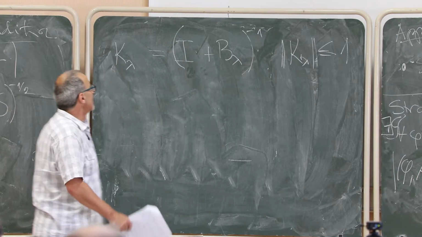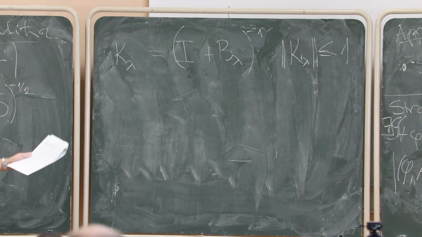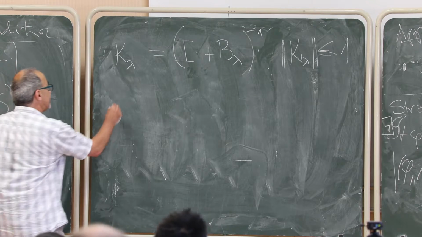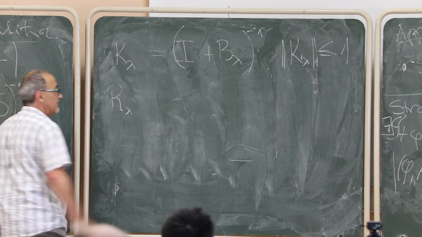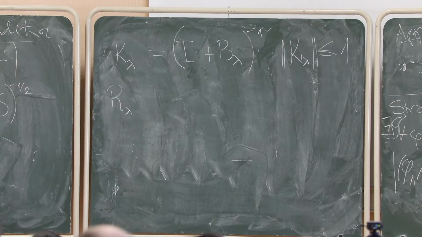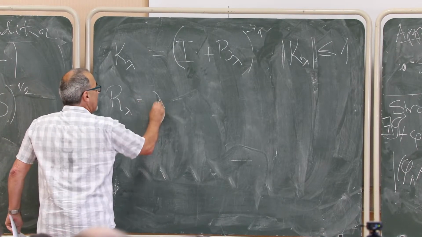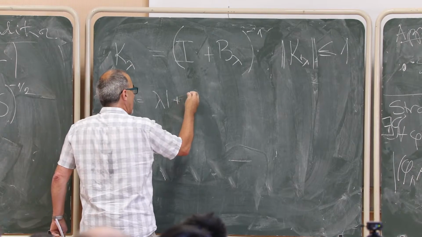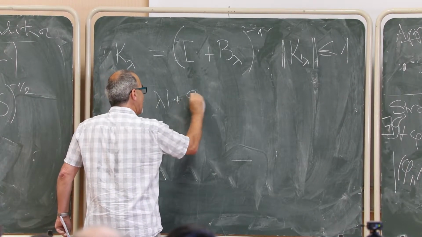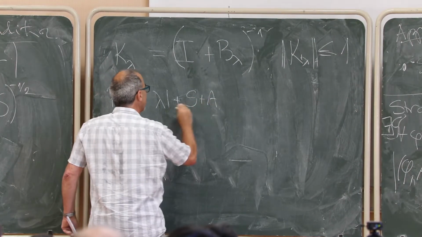Right? Good. And why did I do that? Because I can write the resolvent, and this is just an identity. The resolvent, I just recall, was lambda plus L, say, S plus A, minus S.